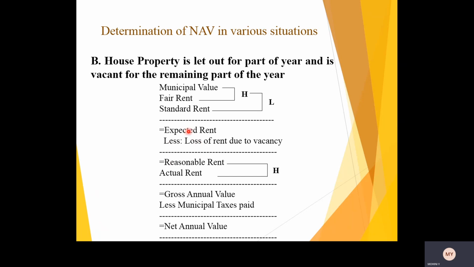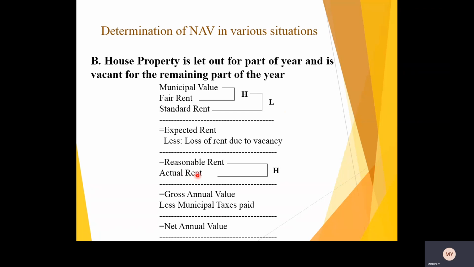Initially we were comparing expected rent with the actual rent, but in this case, when you know that your property was not let out for the entire year and remained vacant for some part of the year, you have to subtract the loss of rent due to vacancy in order to calculate your reasonable rent. Okay, then you compare this with your actual rent, and in this case actual rent is the rent for only the number of months for which your property is given on rent. So for example, if it is given on rent for 9 months, this actual rent will be for 9 months only, because in reality the house property is given on rent for only 9 months.